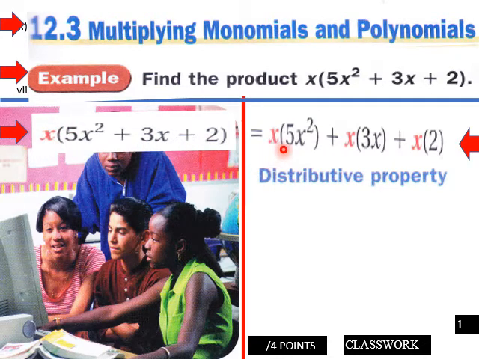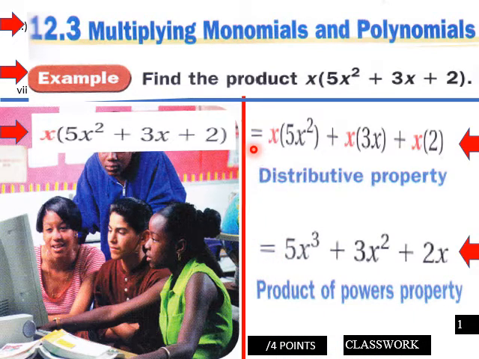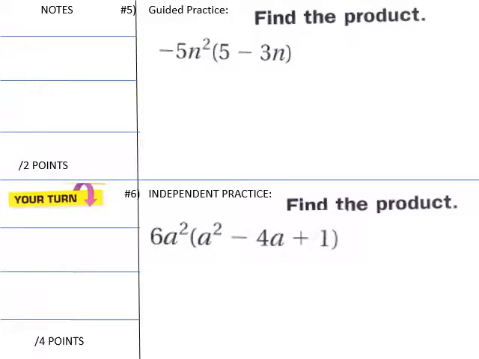Inside the parentheses, x times 5x squared plus x times 3x plus x times 2, using the distributive property for that. And then when we multiply out, the product of powers property, x times 5x squared would be 5x cubed. Then x times 3x would be 3x squared. And then x times 2 would be 2x here. So we come up with that. So that would be our multiplication there. That would be our product of this expression up here.